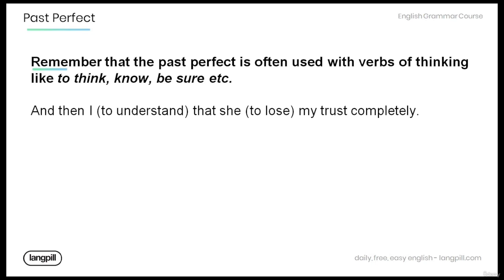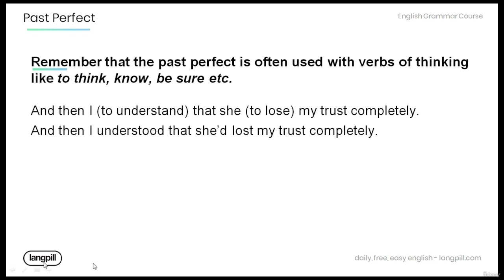Also remember that the past perfect is often used with verbs of thinking, like to think, know, be sure, etc. Now read the sentence below and provide the past perfect form of the words in the bracket. And then I to understand that she to lose my trust completely. And then I understood that she'd lost my trust completely.